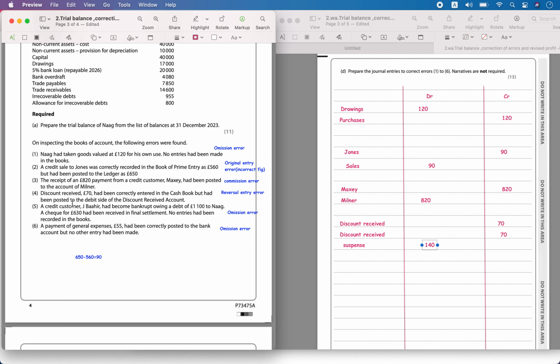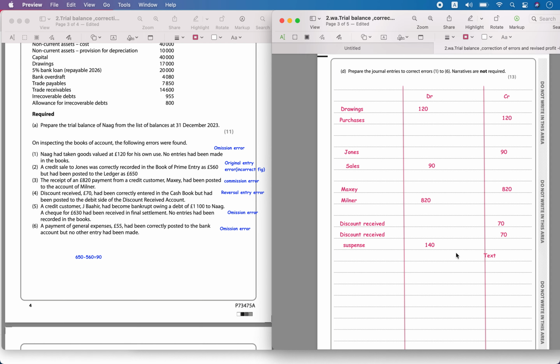Now, the next one is a credit customer J. Bashir who had become bankrupt owing a debt of 1100. A check of 630 had been received. So what are the accounts that are going to be affected? The first one is bank, because he says check. Then J. Bashir is a credit customer, so let's write about J. Bashir.